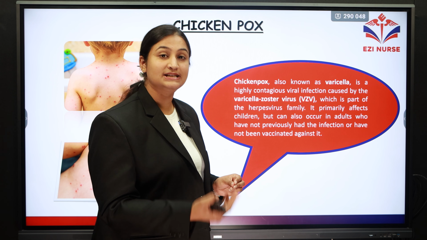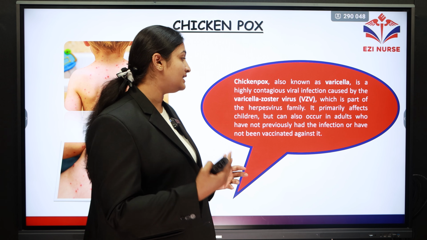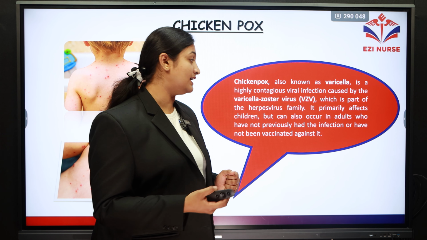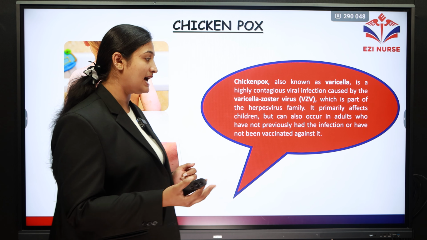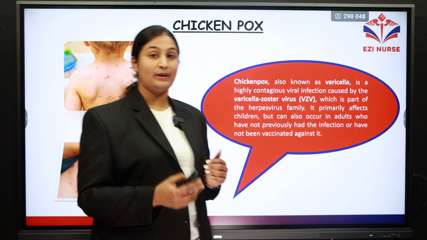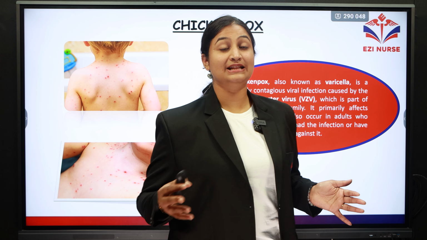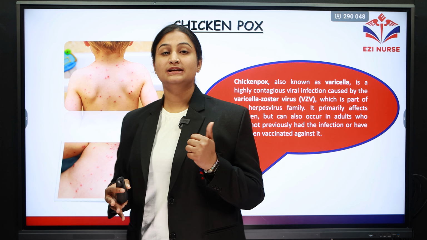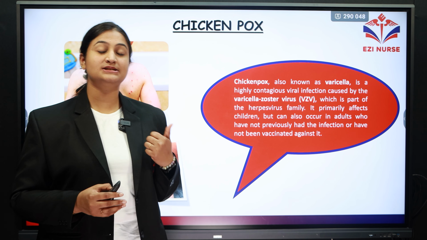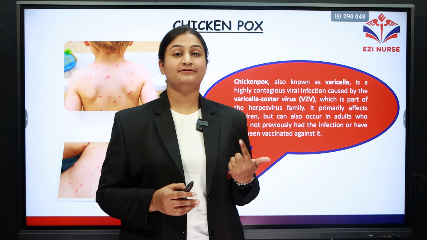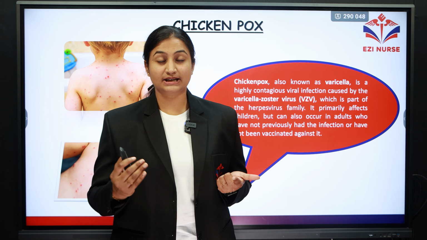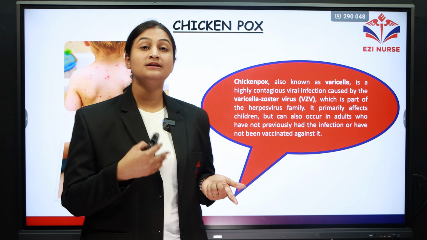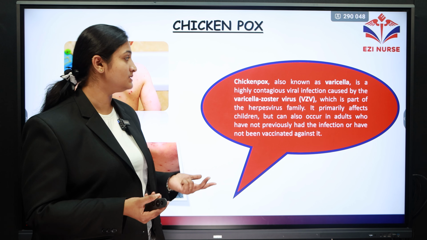Once after that, how is it getting affected? It primarily affects children, but it also occurs in adults who have not previously had the infection or have not been vaccinated against it. So in that definition, the points are very clear: it mostly affects children, and sometimes adults who have not had chickenpox and have not been vaccinated. So that is a small definition of chickenpox.